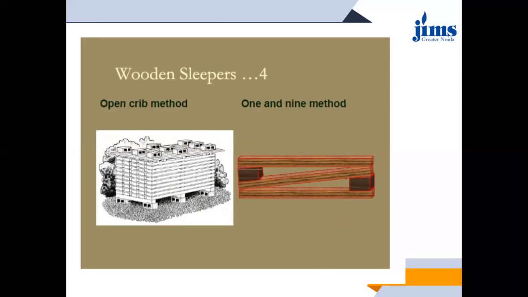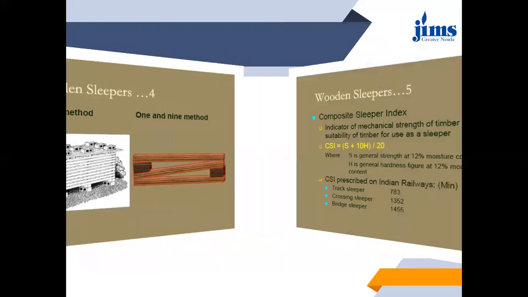Okay. So these are the pictures which show the orientation of the methods used for seasoning of timber in India. The first one is the open crib method, where the sleepers are entirely placed in an open place, and the wooden sleepers are allowed to lose their moisture content. Then the 1 in 9 method, where there is a specific arrangement of keeping the sleepers, as shown in the figure.